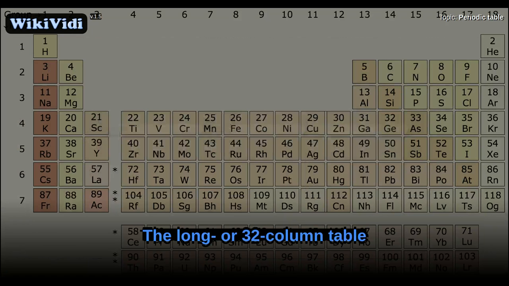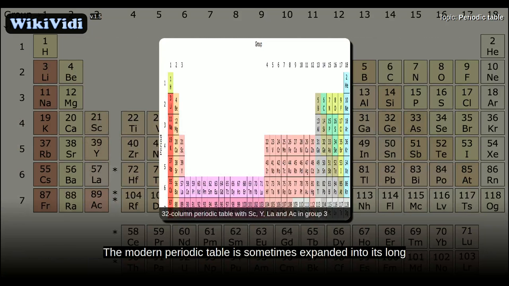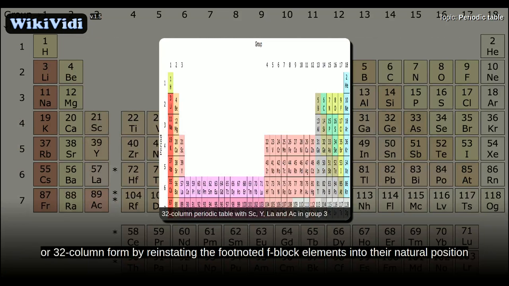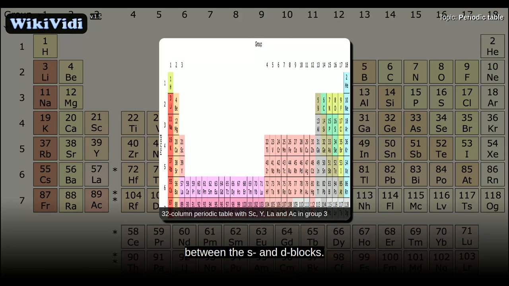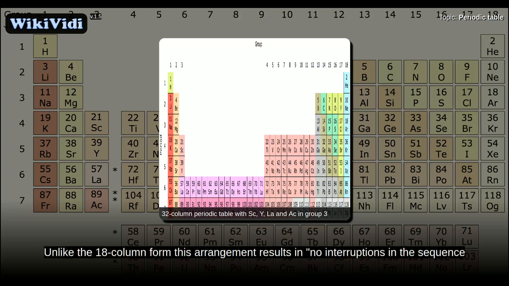The long 32-column table. The modern periodic table is sometimes expanded into its long, or 32-column form by reinstating the footnoted F-block elements into their natural position between the S and D blocks. Unlike the 18-column form, this arrangement results in no interruptions in the sequence of increasing atomic numbers. The relationship of the F-block to the other blocks of the periodic table also becomes easier to see.